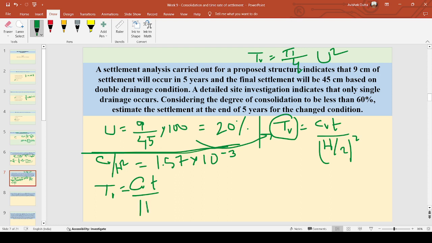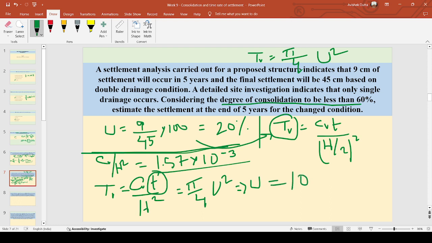And D equals H CVT by H square. Now for single drainage, we can find out CV by H square, we know, and T equals 5, and equating this with U, this equals pi by 4 U square. Why? We are asked to consider the degree of consolidation to be less than 60% even in the case of single drainage. From this, we can find out the value of U, because T we know is 5 years, CV by H square we have calculated from the previous equation, and the value of U will be approximately equal to 10 percent.